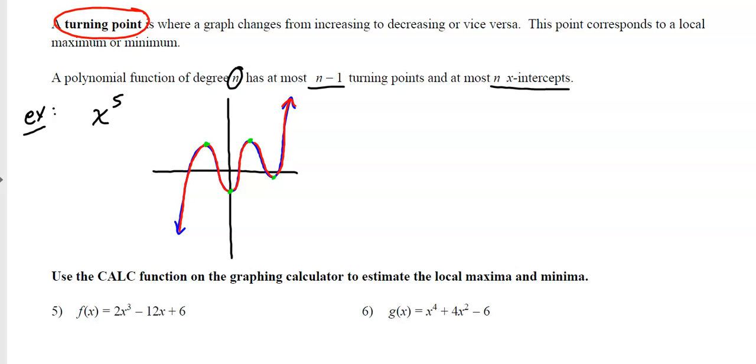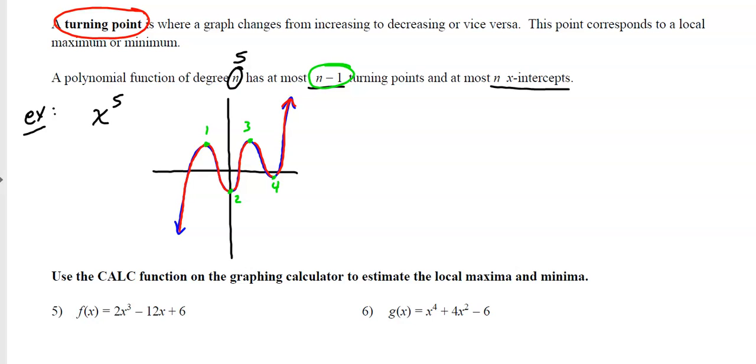So if we looked here, our degree, our n in this case was 5. It was a degree 5, but we had 4 turning points. We had 1, 2, 3, 4 spots where we changed direction. So we had at most, it could never have more than 4. Now, it might have less than 4. It may not have those squiggles in there, and it might just kind of bend instead of actually change direction, but at most.